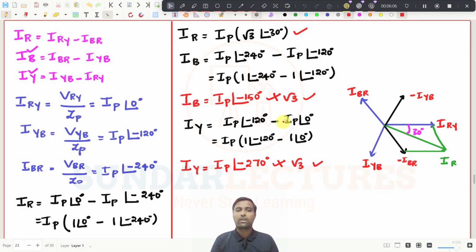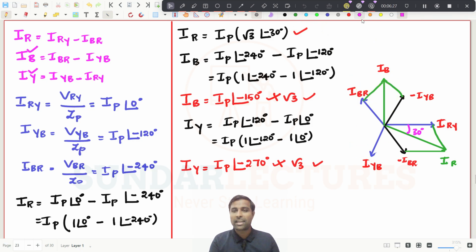This is negative IYB. And what is this one, IB? It has to be the addition of these two. Where will it come now? So obviously it will go in this way. So what is this value? This is nothing but IB. And you have to add these two values.